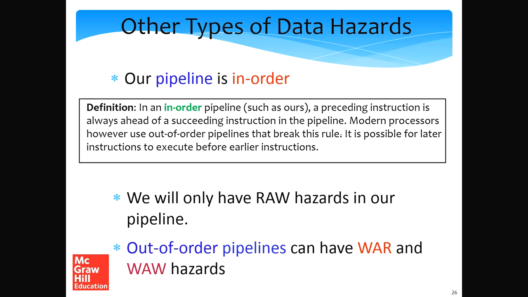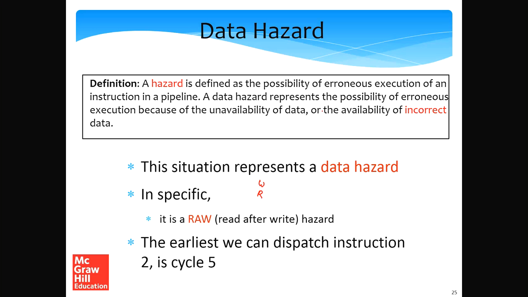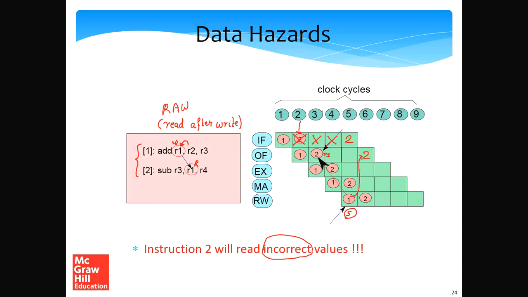So there are other types of data hazards. But these data hazards will actually not show up in our simple pipeline, because our pipeline is an in-order pipeline. So I'll discuss what that is. In an in-order pipeline such as ours, a preceding instruction is always ahead of a succeeding instruction in the pipeline. Let me explain what that means.